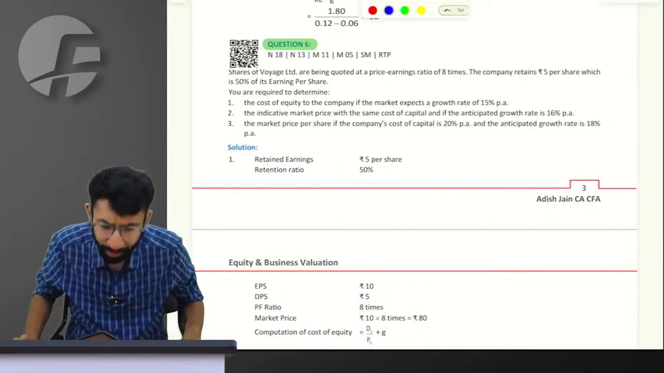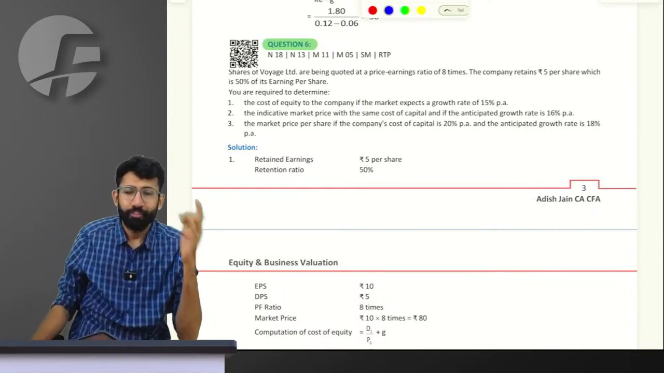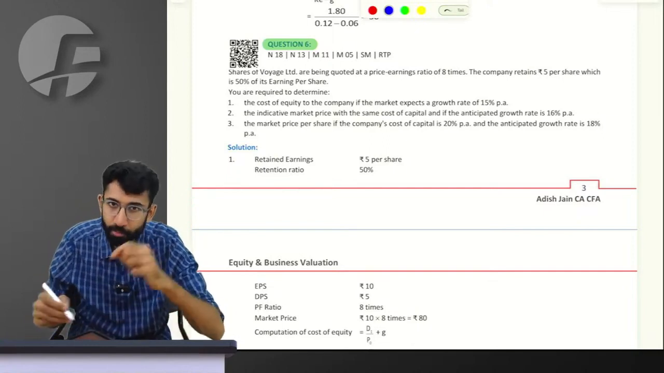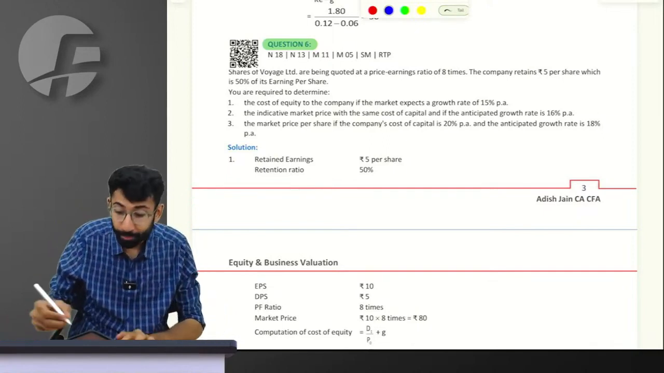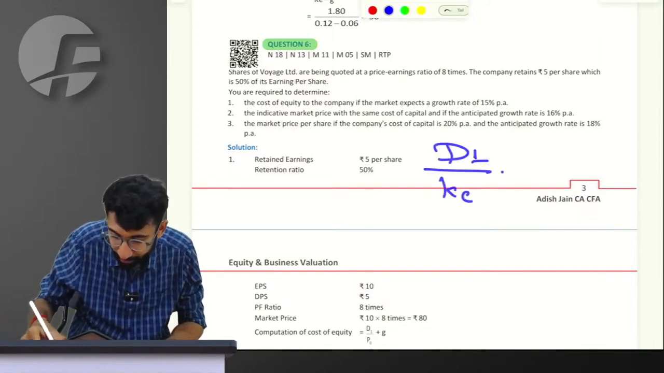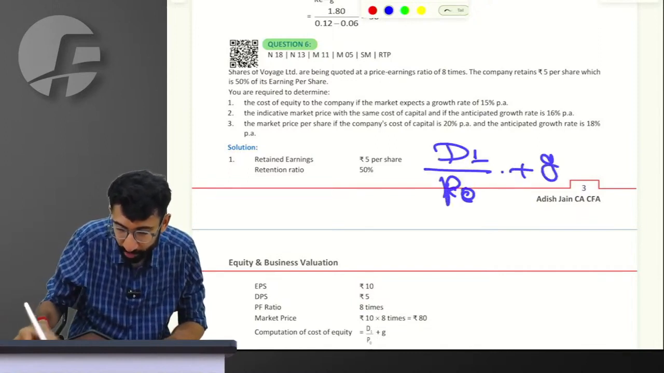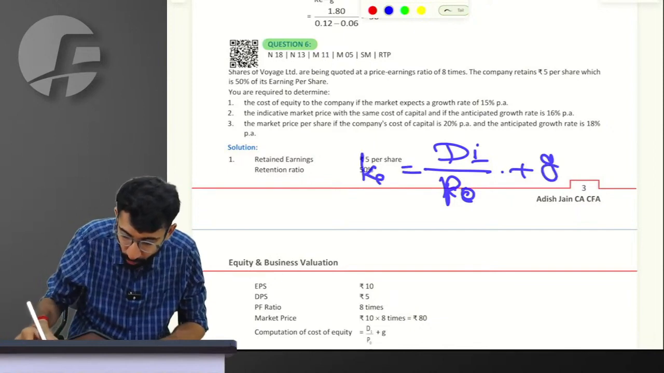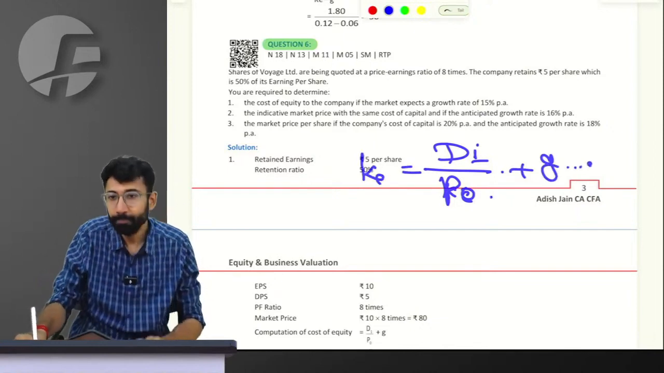Can preference number 1 be applied? Obviously, no, there is no RMRF. Can preference number 2 be applied? This is the most important part, sir. Please remember, preference 2 was D1 divided by P0 plus G. K is equals to D1 divided by P0 plus G.